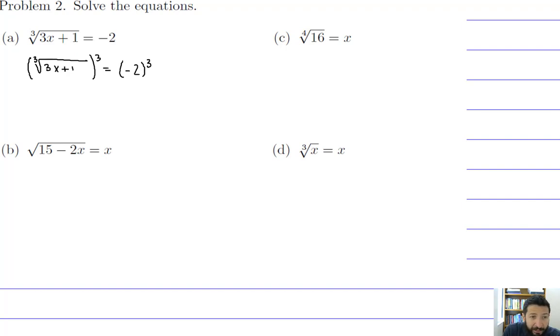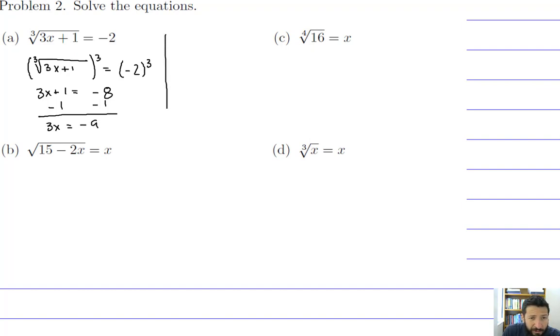It will cancel anyways. So we get 3x plus 1 equals, and be very careful because some people mess this one up. They say cube, oh, it can't cancel the sign. No. The odd powers do not cancel the sign. You get -8. That's the only thing to be careful with. Subtract 1 on both sides, and we get 3x is equal to -9.